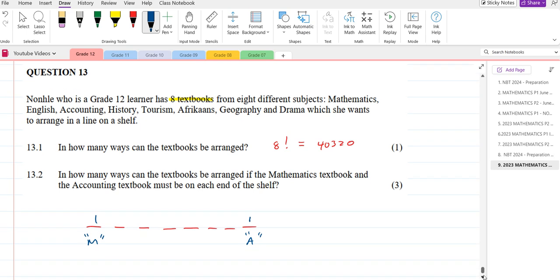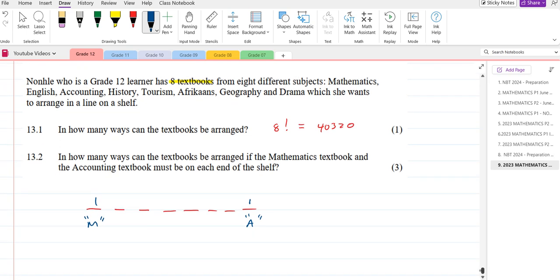Or you can switch them around, or you can say accounting here and mathematics there, so you kind of need to multiply by 2. And the other 6 is just 6 factorial, because the other 6 is just grouped together, right? 1 2 3 4 5 6, so that's just 6 factorial here. So what you got, 1 times 6 factorial times 1 times 2. Why two ways? Because you can put accounting here or mathematics here, so that's why you got two options.